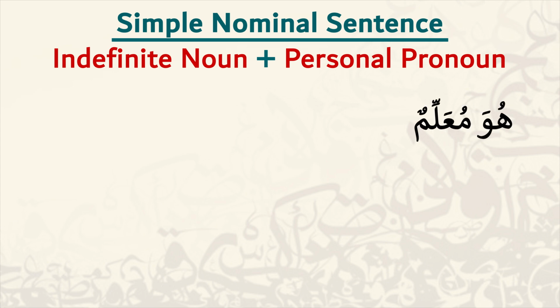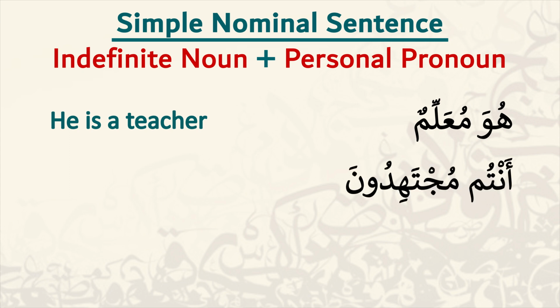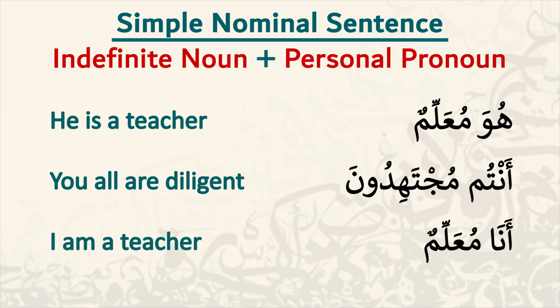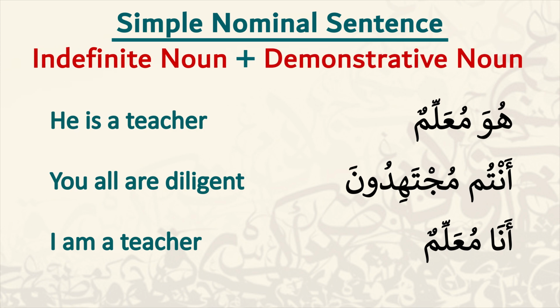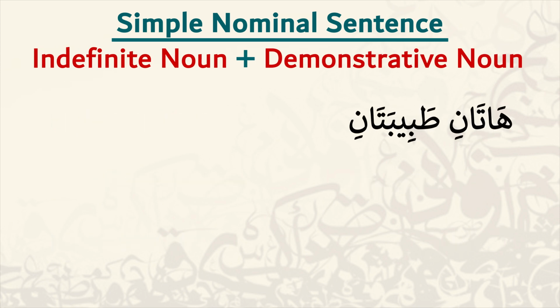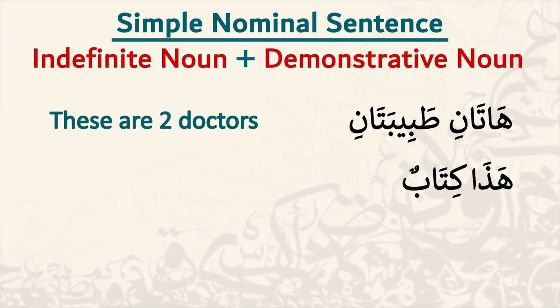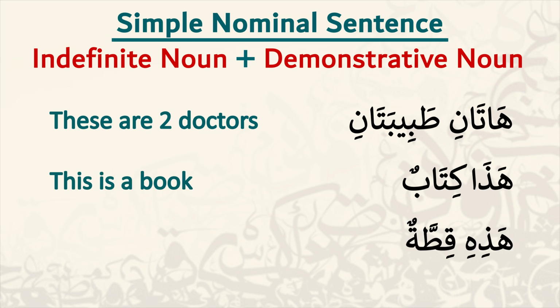هو معلم. He is a teacher. أنتم مجتهدون. You are diligent. أنا معلم. I am a teacher. It could also be a demonstrative noun. هاتان طبيبتان. These are two female doctors. هذا كتاب. This is a book. هذه قطة. This is a cat.